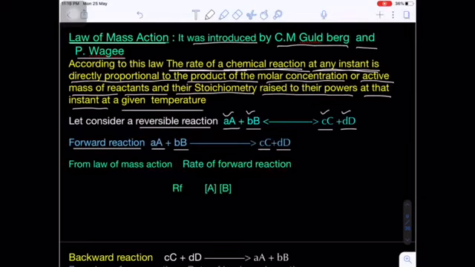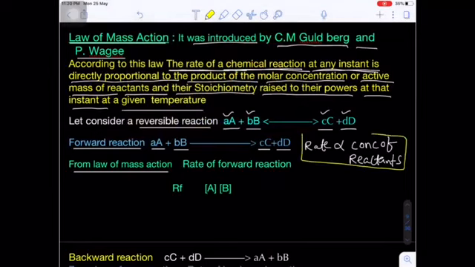Okay. Now what are we applying? The law of mass action. What is the statement of the law of mass action? Simple statement, what I am writing here: rate of reaction is directly proportional to concentration of reactants. This is the simple definition of the law of mass action. Rate of a reaction is directly proportional to concentration of the reactant. That concentration we can say is active mass or molar concentration.